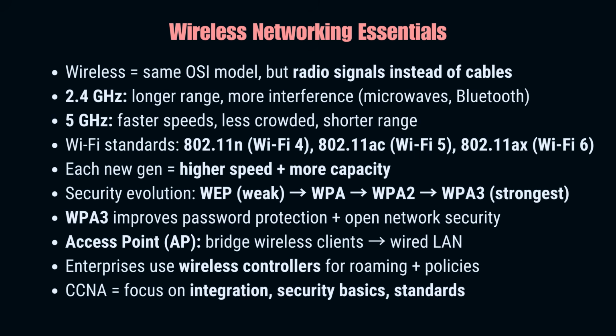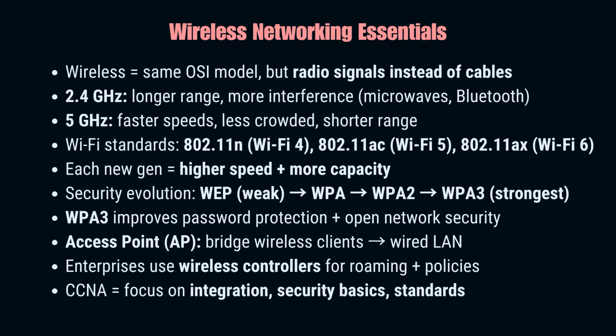Wireless adds complexity to our layered model. At the physical layer, we're using radio frequencies instead of cables. The 2.4 GHz band offers longer range but faces interference from microwaves, Bluetooth, and other devices. The 5 GHz band provides faster speeds with less interference but shorter range.